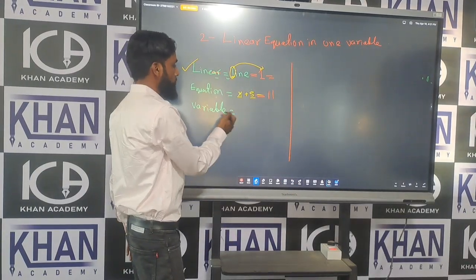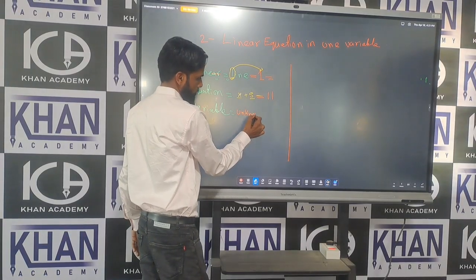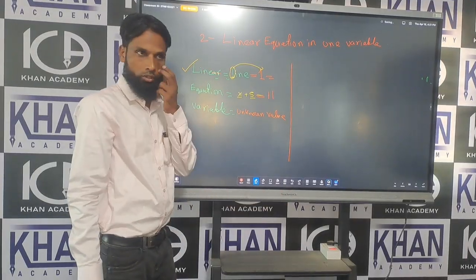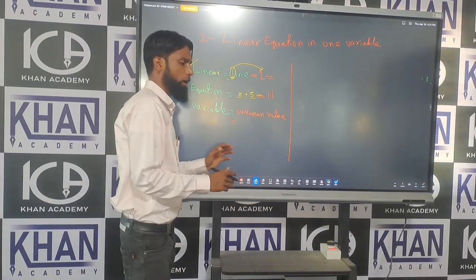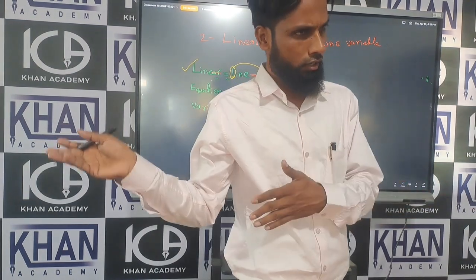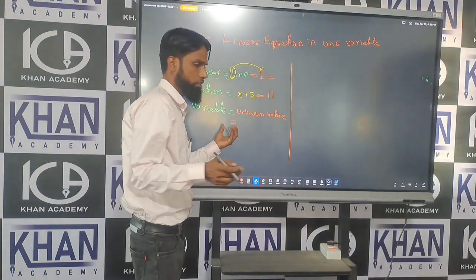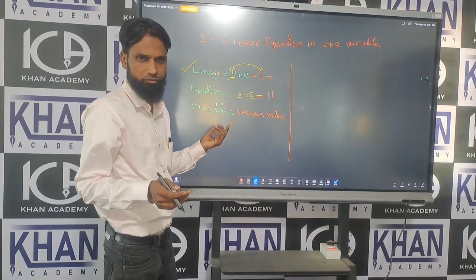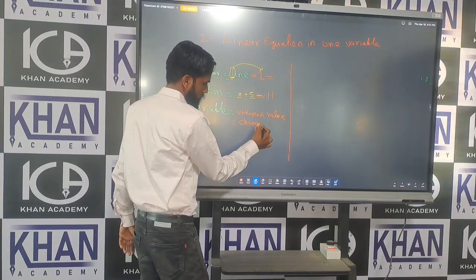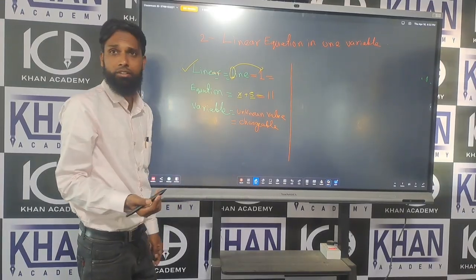Now, second, variable, unknown value. This is the unknown value. Tell me about the features or properties of a variable, like a rhombus or parallelogram has. Is the value changeable or not changeable? Changeable. The value is changeable. Definite or not definite? Not definite.